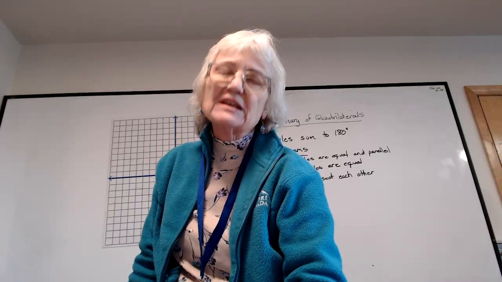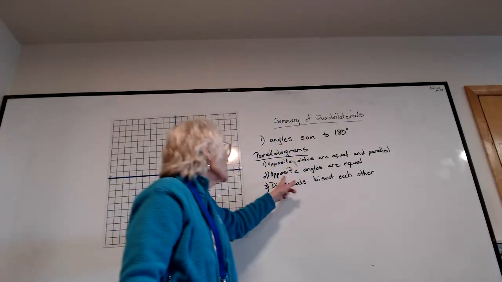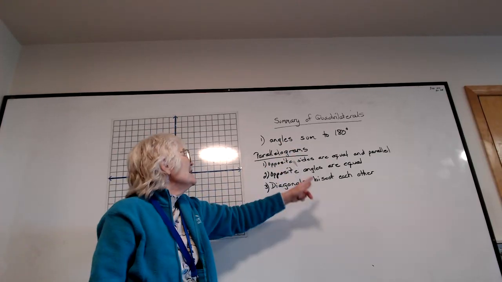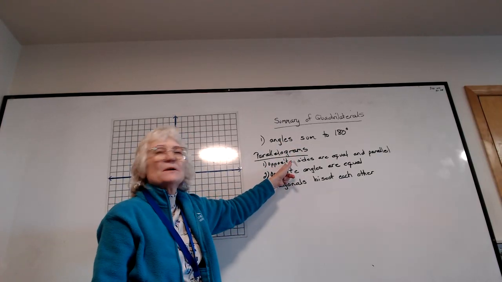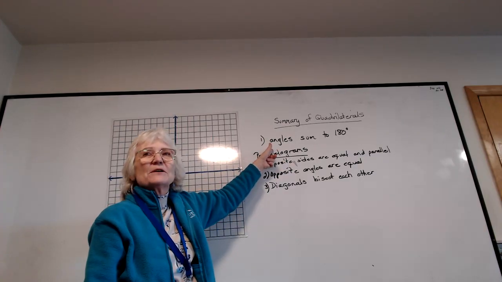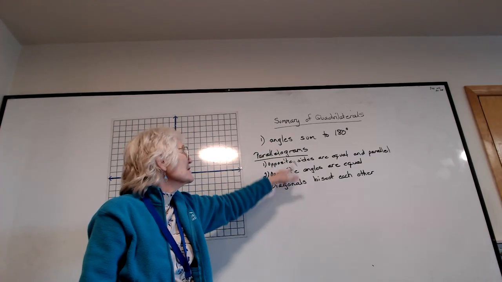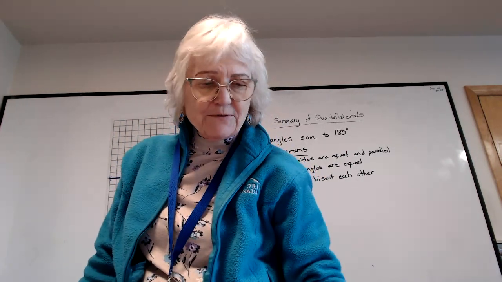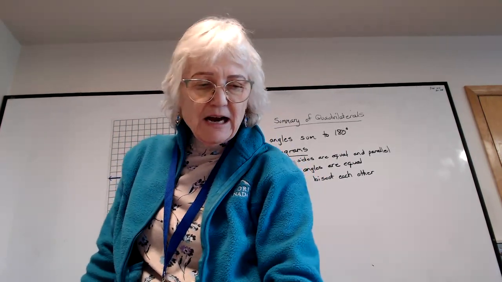we went into a little bit more on parallelograms. That's telling you can go backwards. If you know that the opposite angles are equal, then you can say it's a parallelogram. If you know the opposite sides are equal and parallel, you can say that it's a parallelogram. And if the diagonals bisect each other, you can also say it's a parallelogram. So you can go backwards from that. Okay.